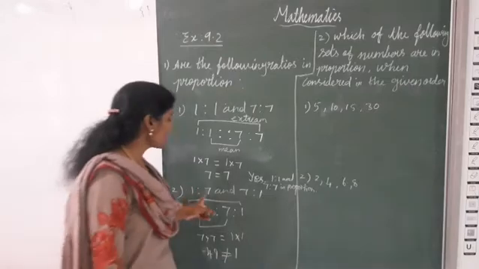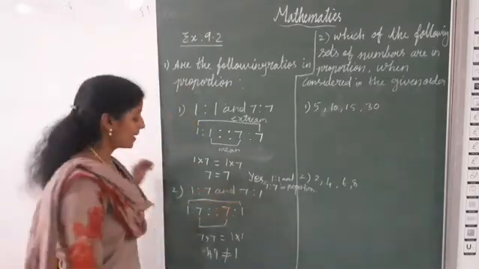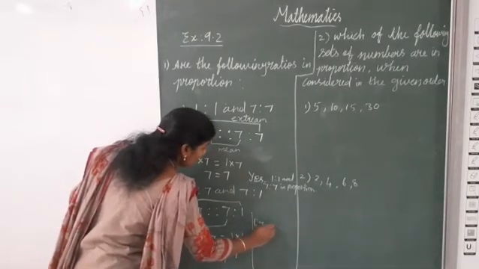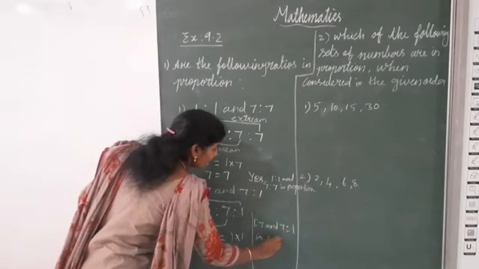Okay, so we can write 1 is to 7 and 7 is to 1 is not in proportion.